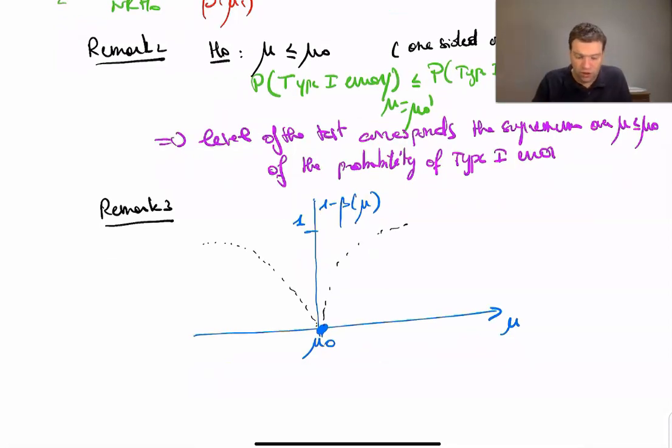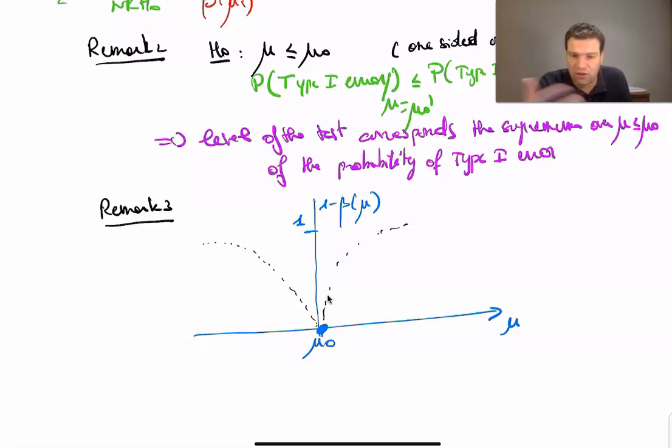Power which is close to 1 when the true mu is really different from mu naught, therefore far away from mu naught, we have a power which should tend to 1. This is the function for the two-sided case. Therefore, something which is close to 1 here, and here a power which decreases. That's the shape of the curve.